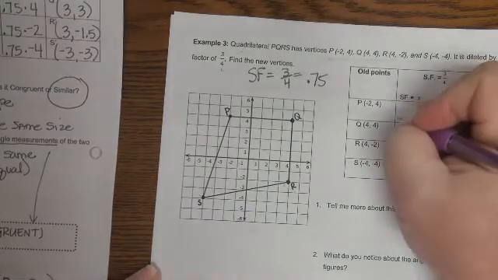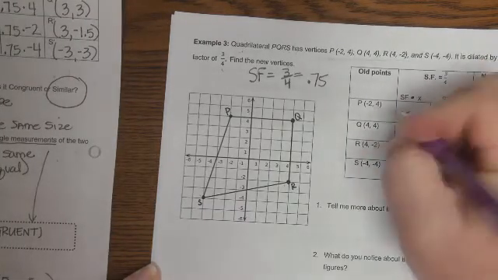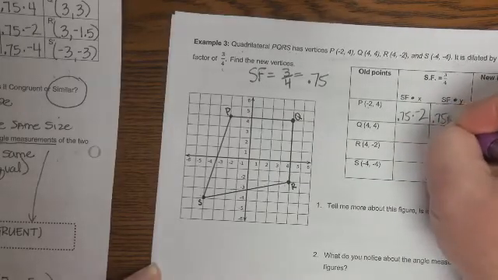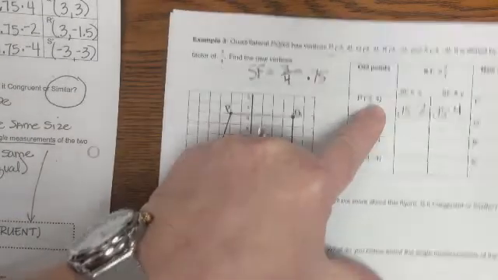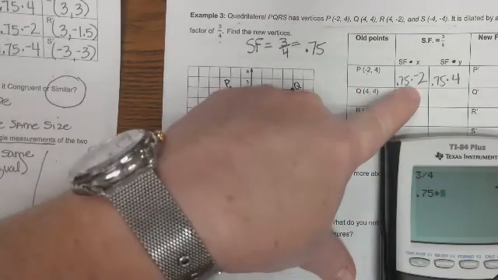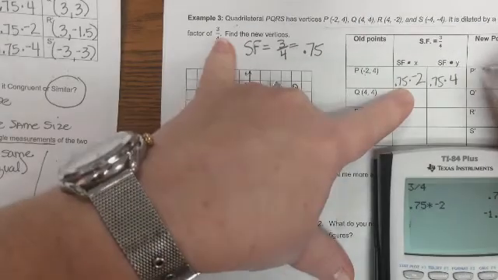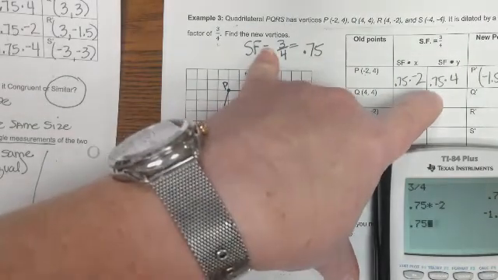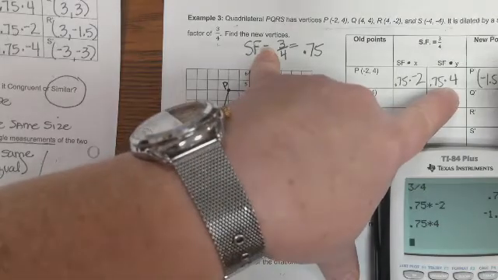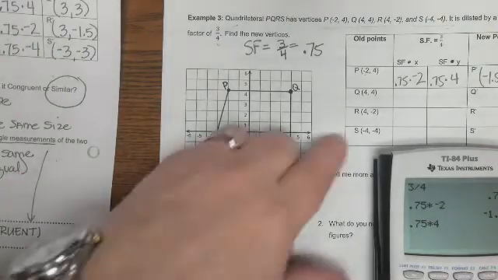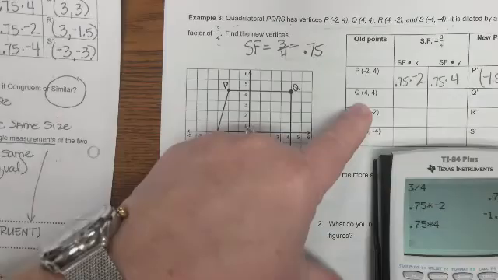So I'm going to take 0.75 times my x, which is -2, and then I'm going to take 0.75 times my y, which is 4. I'm going to use my calculator this time, and I have 0.75 times -2, and I get my new x value is -1.5, and then 0.75 times my y value, which is 4. So my P prime is at (-1.5, 3), and we're going to plot this in a minute just to show you, okay? So next, I'm going to do the same thing here.